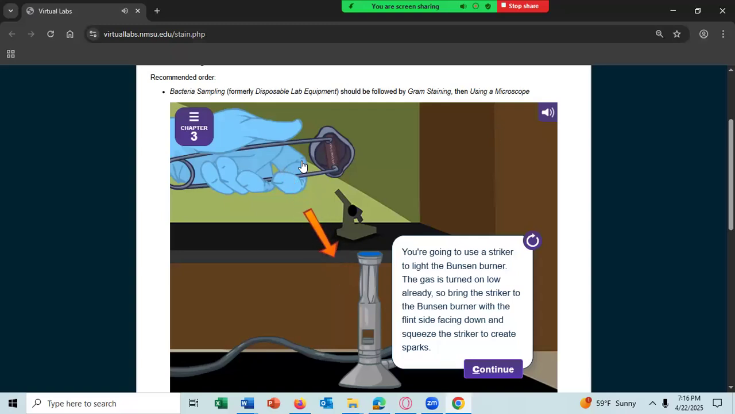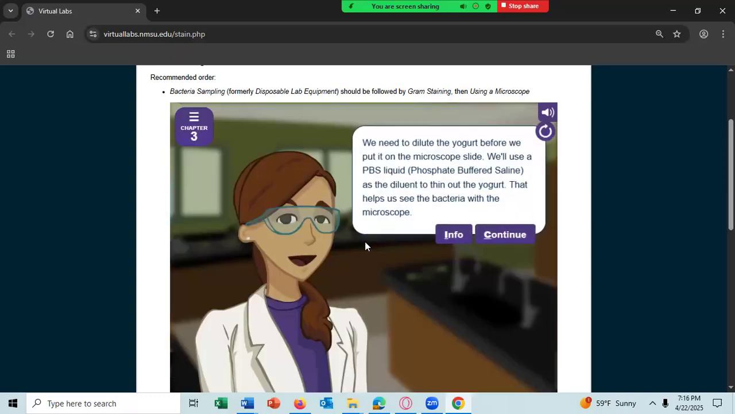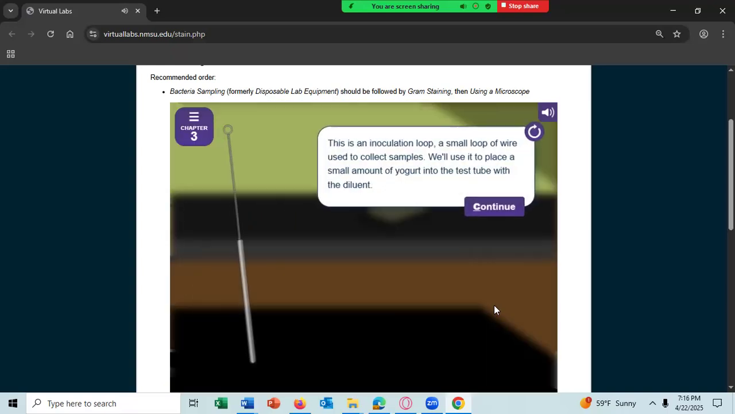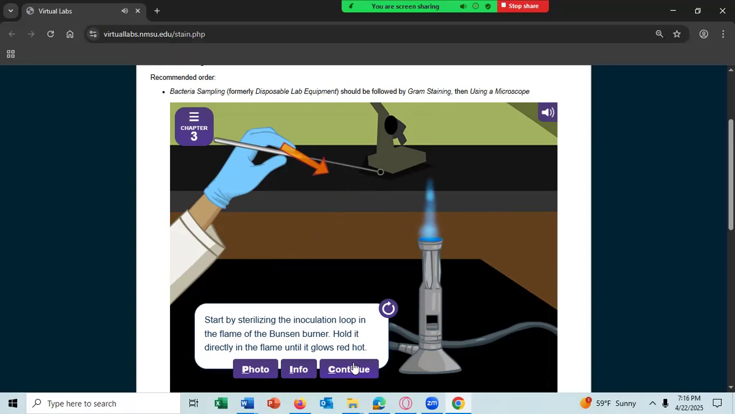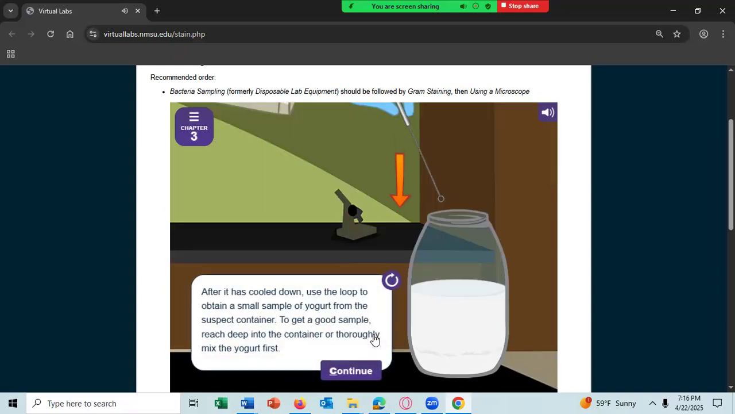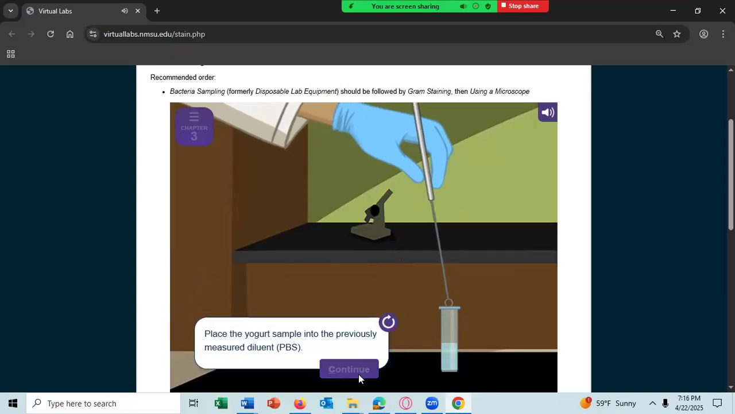How to do this is you pick what you're supposed to put your mouse over and then bring it down in the shape of the arrow. We need to dilute the yogurt before we put it on the slide. Start by placing 1 milliliter of the diluent into it. Start by sterilizing the inoculation loop in the flame of the Bunsen burner. After it has cooled down, use the loop to place the yogurt sample into the diluent.